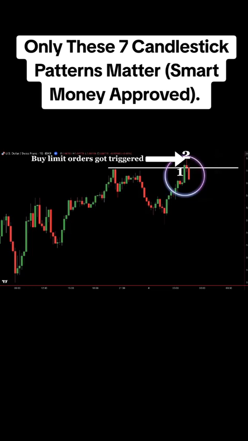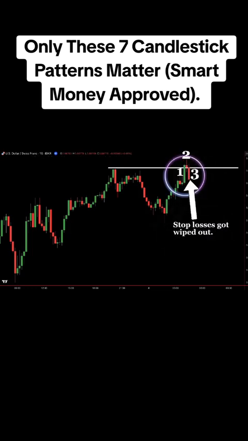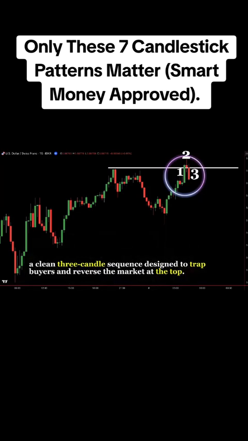And then, the third candle hits. A sharp bearish reversal candle that wipes out the stops just below. That's the silent drop in action. A clean 3-candle sequence designed to trap buyers and reverse the market at the top.